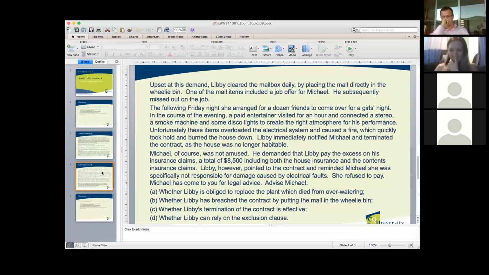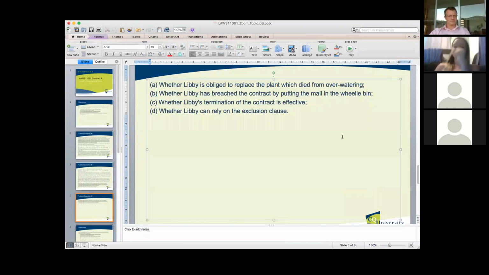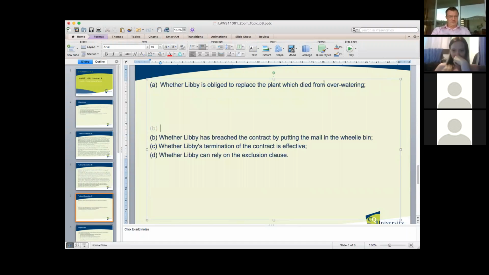Okay, thanks, Peter. So let's begin by dealing with the first question: whether Libby is obliged to replace the plant which died from overwatering. So if you could, I'd like to give you a minute to post your answers to the question in the chat box. So the question is whether Libby is obliged to replace the plant which died from overwatering.